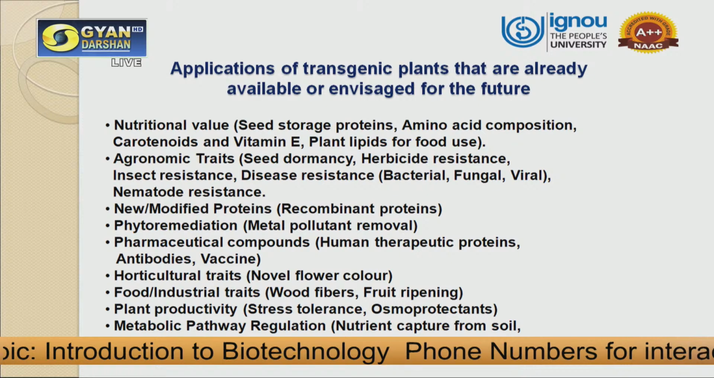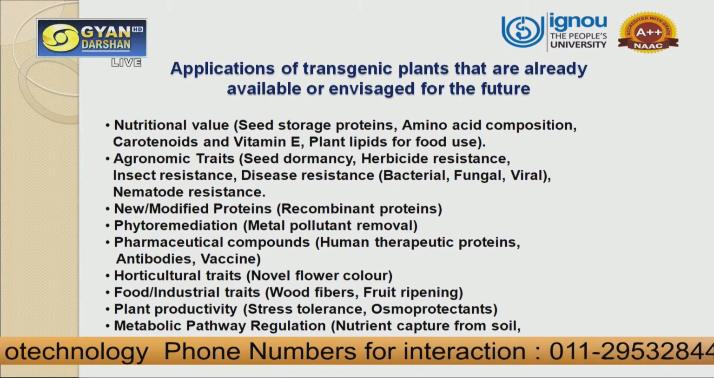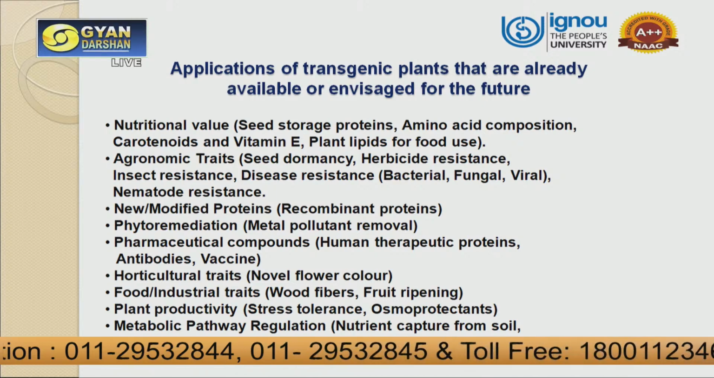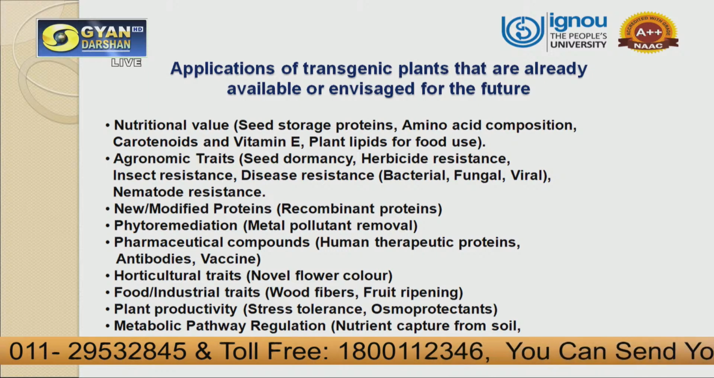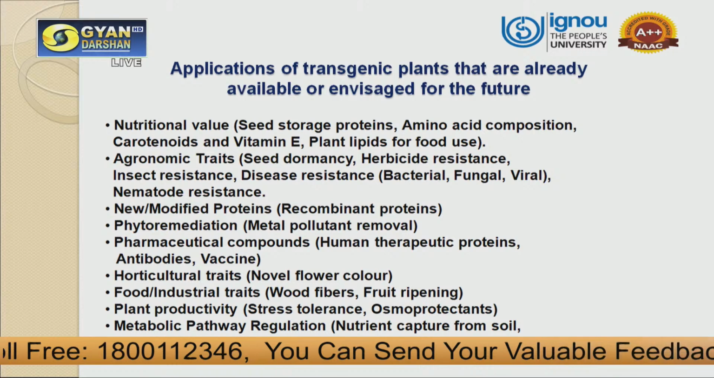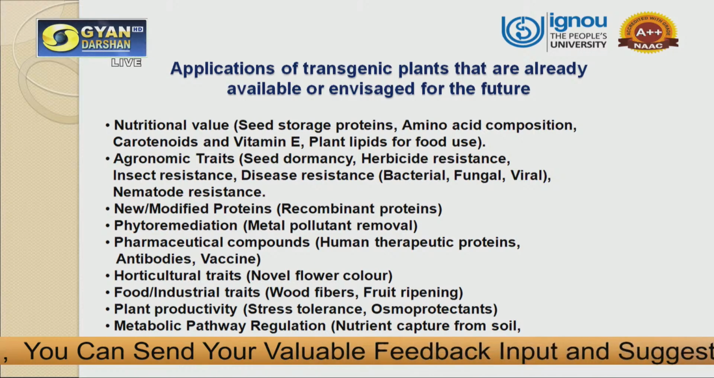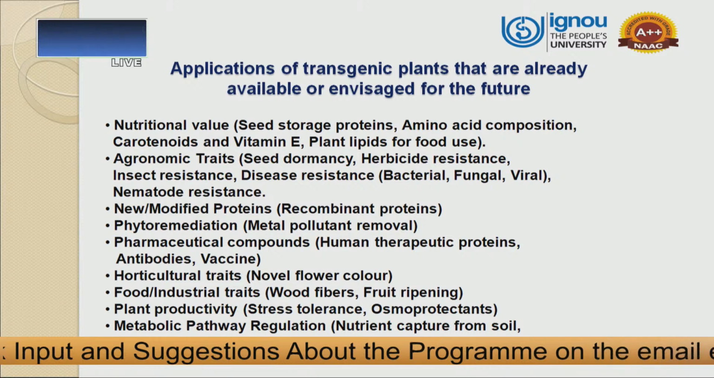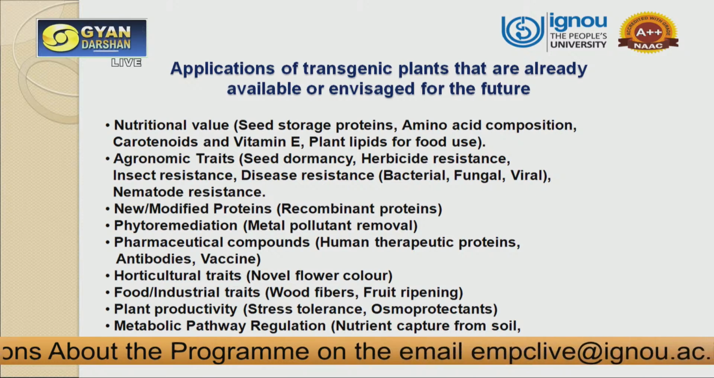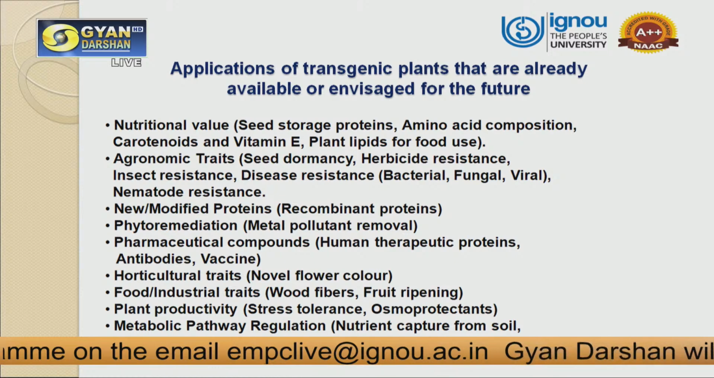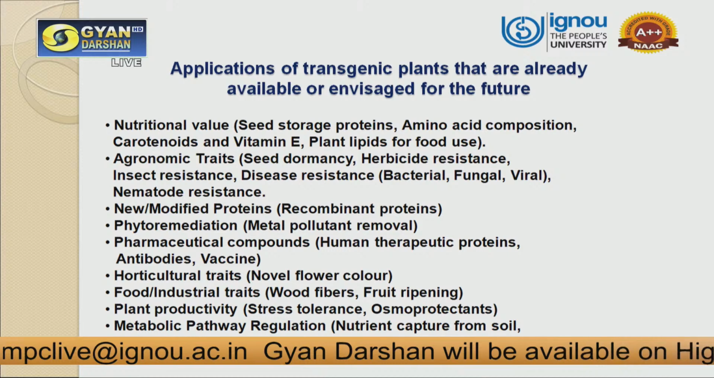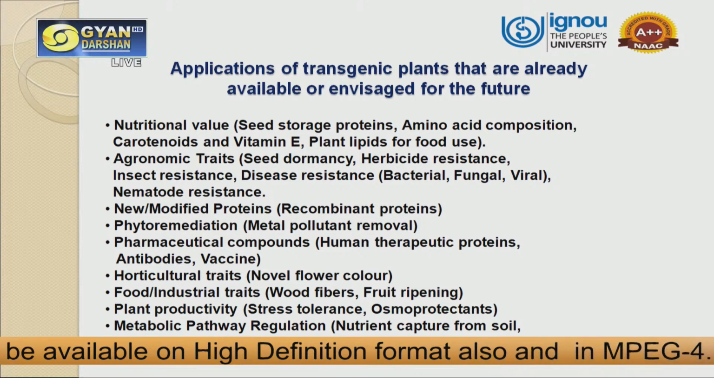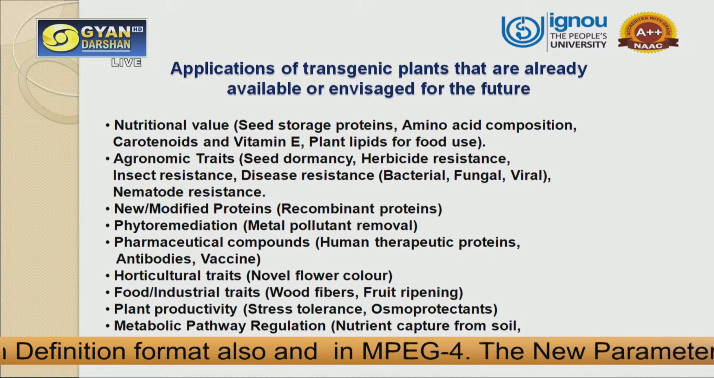Horticultural traits, for example, novel flower color. You see different types of flowers in the market. By using these approaches, you can develop different types, textures, and colors of flowers, which might have a better commercial value. Then food and industrial traits can also be influenced, like wood fibers and fruit ripening, meaning you can delay the fruit ripening. If any fruit has to be transported from one continent to another, it would be better if it can be harvested at the right time, and during transportation it should not get ripened by the time it reaches the market. So you can use this technology for that.